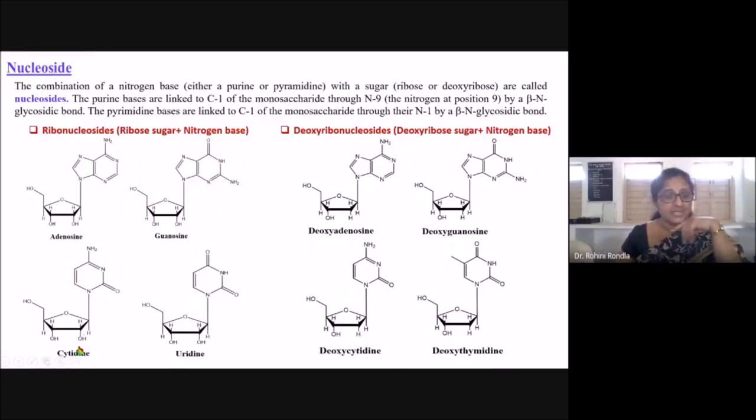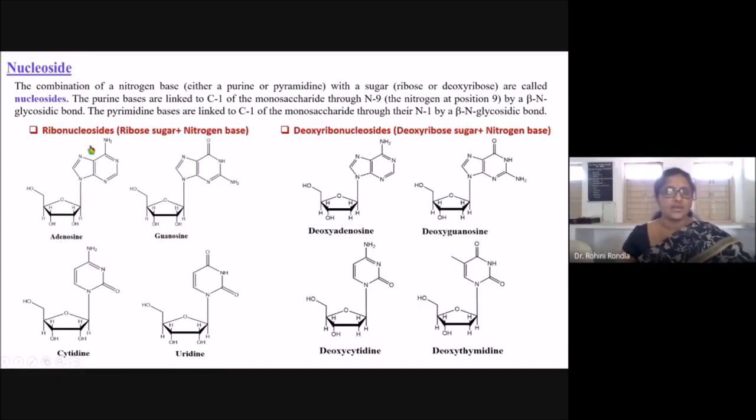But here, see, some difference is there because the nitrogen base name is cytosine. This is cytosine. That is why here the combination is given as cytidine. And this is uracil, a nitrogen base. The combination of uracil and sugar gives the nucleoside uridine. Just remember adenosine, guanosine, cytidine and uridine.